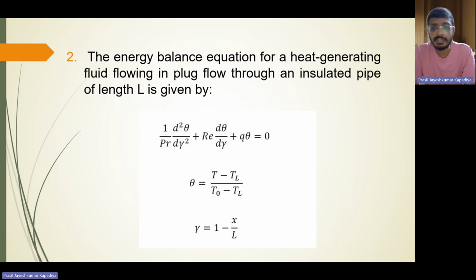The energy balance equation for a heat generating fluid flowing in plug flow through an insulated pipe of length L is given by 1 over Prandtl number d squared theta divided by d gamma squared, plus Reynolds number into d theta by d gamma plus q into theta is equal to 0, where theta is given as T minus TL divided by T0 minus TL. So it is non-dimensionalized form, and gamma is given as 1 minus x divided by L.